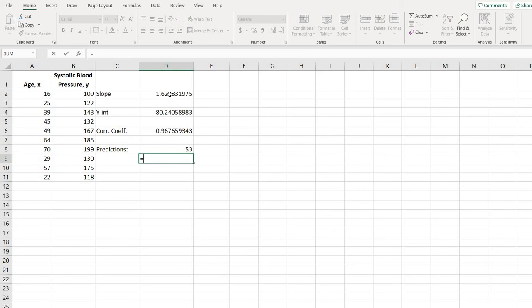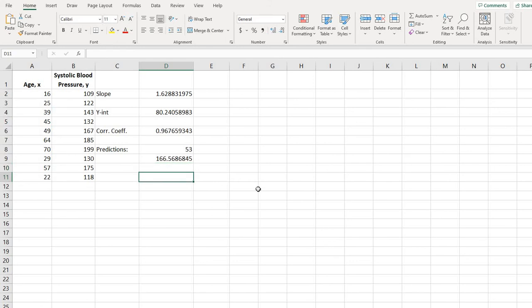So I'm going to select my slope. And then I'm going to multiply that by the predicted value. And the reason I'm doing this is because then I can go in and just change the 53 to the 25 and not have to retype the formula five times, or however many times you have to make predictions for. In this case, we're only making two, but sometimes you have to make more than that. Okay, and then we would do plus our y-intercept. And when we hit enter, it will plug in the values. It will do 1.62883195 times 53 plus 80.24. Okay, so this is the most precise predicted value for the 53.